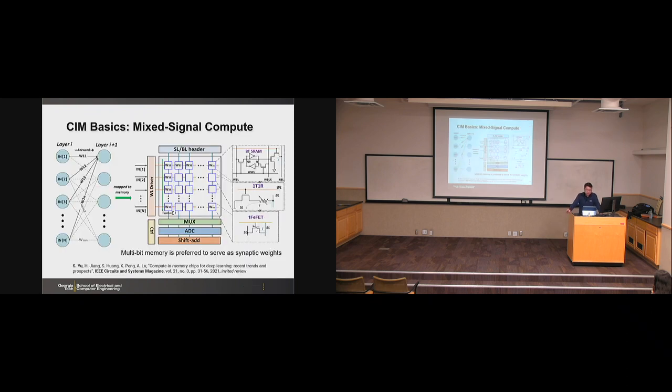So here are just some basics of in-memory computing. Essentially, we are doing mixed-signal compute within the memory array. Think about you have a neural network, and then you can map the input feature map to voltages that are provided to the memory array in parallel. You can turn on multiple rows, and then the weight of the neural network will be mapped as the conductance of the memory cell. Then locally you can do the voltage and conductance multiplication. Therefore, you get a current from one cell. Then along the column, you can sum up the current naturally following Kirchhoff's law. At the end of the column, you will get the weighted sum current.